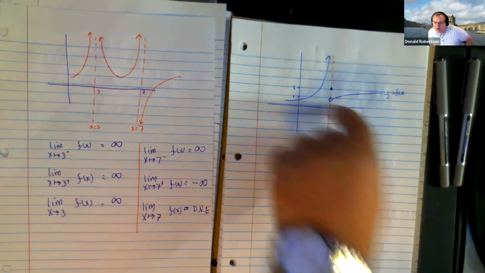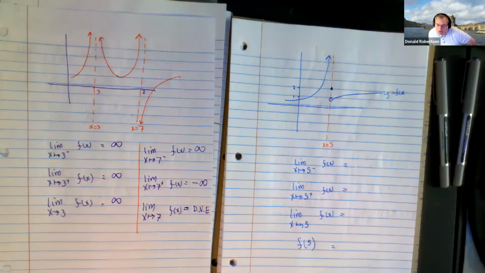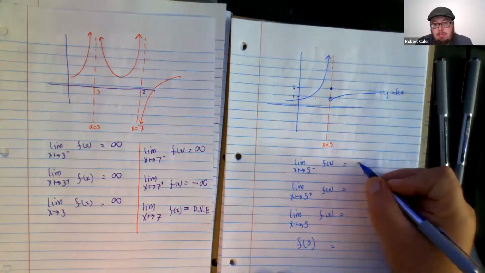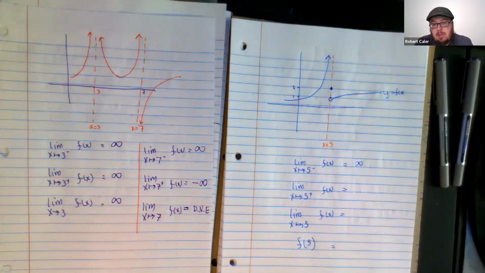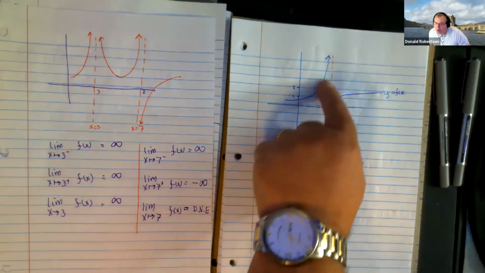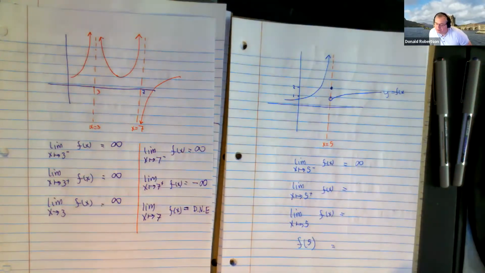Based on this graph in front of us, what is the limit as x tends to 5 minus? Plus infinity. All agree? Coming in from this side, right, it shoots off into space.